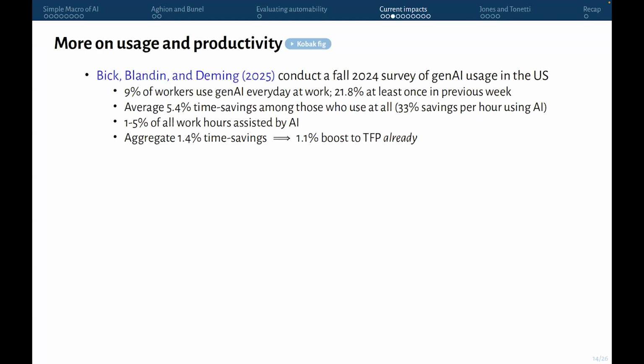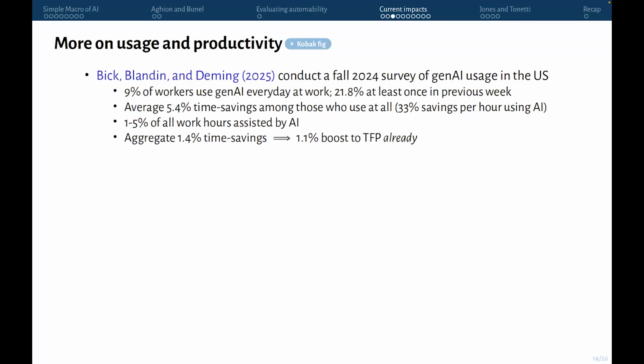This implies that if you aggregate across the survey and the occupations and weight by how representative they are of the US, you get that 1 to 5% of all work hours are already being assisted by AI in fall 2024. And this implies an aggregate 1.4% time savings and a 1.1% boost to TFP already. The reason it might seem like a large boost to TFP relative to the time savings is that it's more weighted toward high-wage occupations.